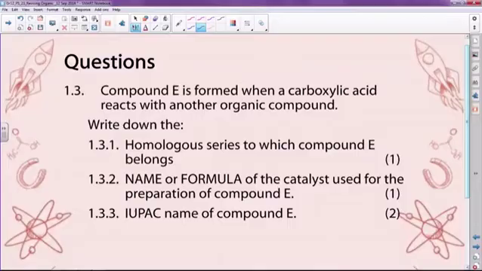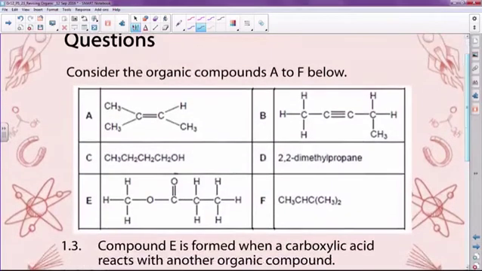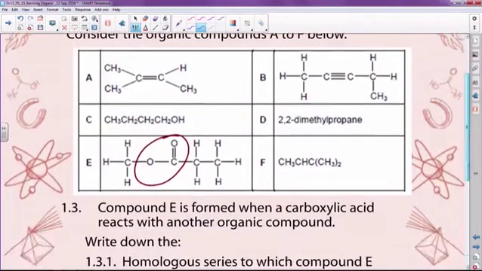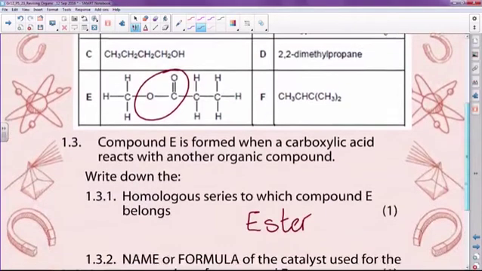So they asked you to which series compound E belongs. Okay, now remember, when I wrote all over it, this is the part that was important. And what did we say? We said it was an ester. So it's done. The next part is straight revision.